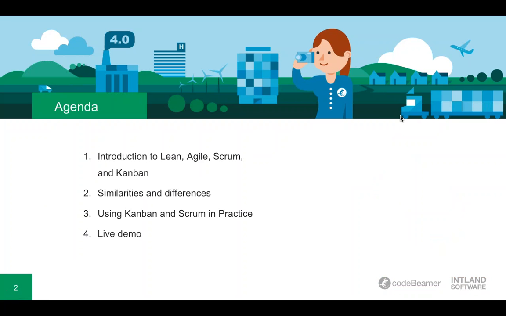What's on the agenda? First of all, I'm going to give you a short introduction of our company, and I'm going to introduce both Scrum and Kanban and Lean and Agile and how they relate to each other, clarify their similarities and differences, and then talk about using Scrum and Kanban in practice before giving you a live demonstration of Codebeamer ALM and how it supports the use of Kanban and Scrum.